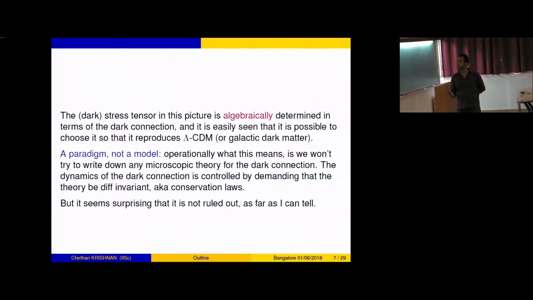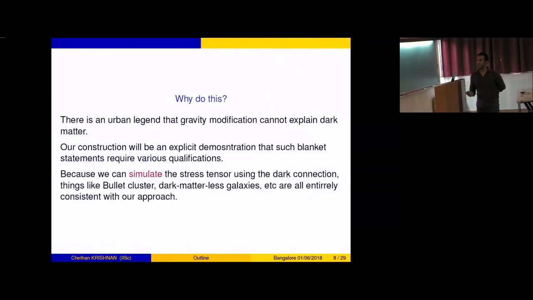So the question of what qualifies as gravity and what qualifies as matter in this picture is a little bit fuzzy. And that's where we are able to get out of these folk no-go theorems, let's say, which forbid the existence of gravity modification. So the idea is that we can simulate the stress tensor using this dark connection. And because of that, the evidence that we have for various things, which otherwise would be really hard to explain in any kind of gravity modification, we can manage.